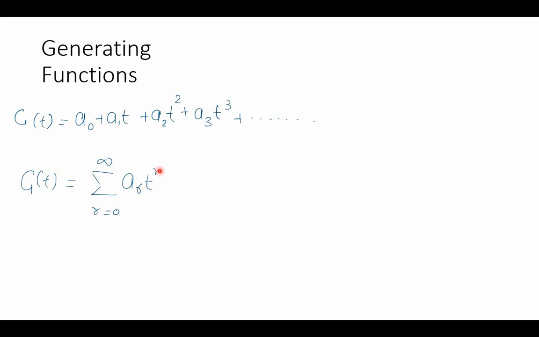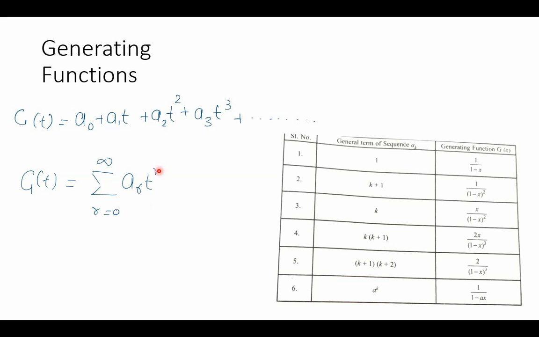In the previous session, we have seen how to find the generating function of some common series. Some of the generating functions are listed in this table. This table lists the general term of the sequence versus the generating function. General term 1 indicates that the series is 1, 1, 1, 1, 1. This indicates the nth term or the kth term. The second series is 1, 2, 3, 4, 5, 6, 7, 8.